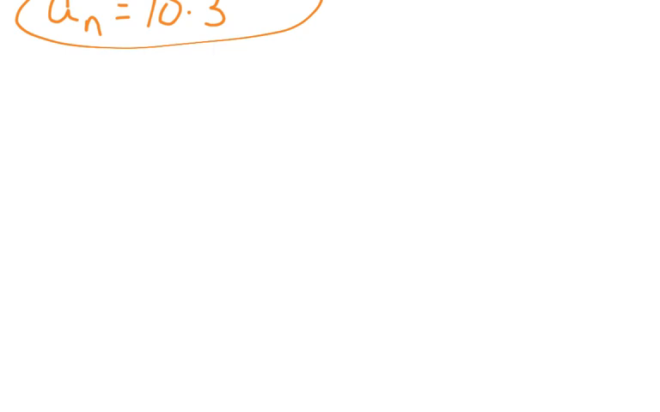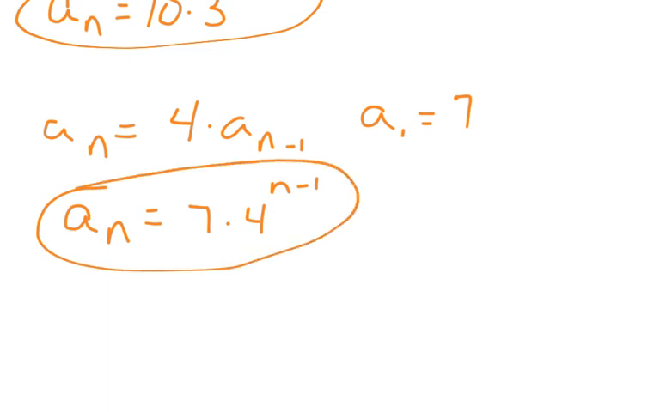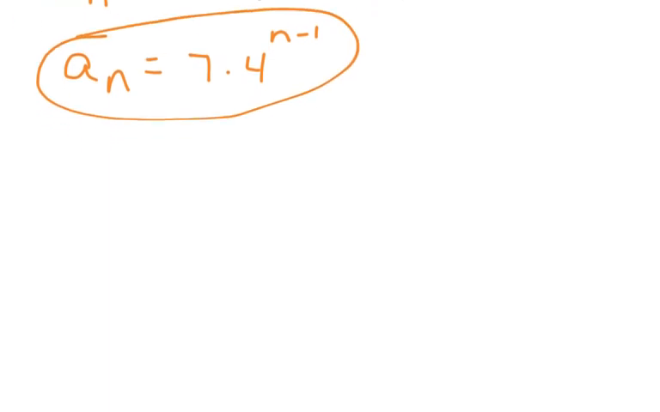So, like, if I gave you a recursive rule and asked for the explicit rule, so if the recursive rule would say 4 times a subscript n minus 1, and we start off at the term 7, then the explicit rule would be 7 times 4 to the n minus 1. Okay, and that's all it really is for the explicit rule. Arithmetic and geometric are pretty neat. They're nice ones that work out very well.